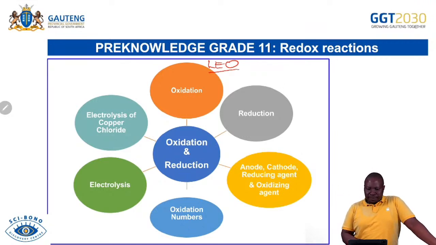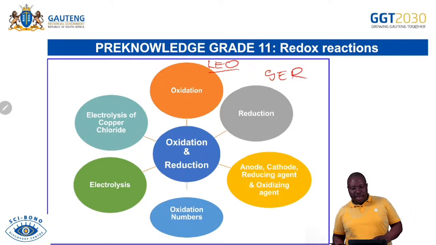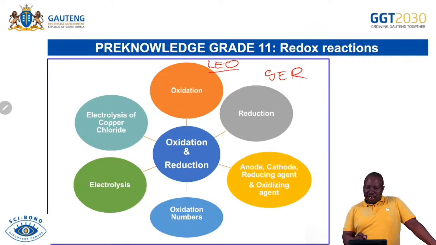So we're saying loss of electrons is oxidation. Gaining of electrons is reduction. So it's LEO the lion, GER. You can see there, remember these mnemonics: LEO stands for loss of electrons is oxidation, while GER stands for gain of electrons is reduction.